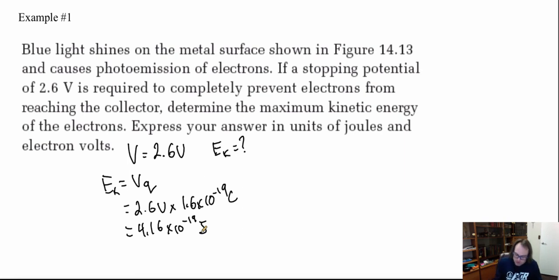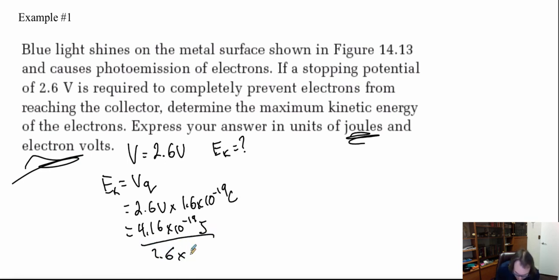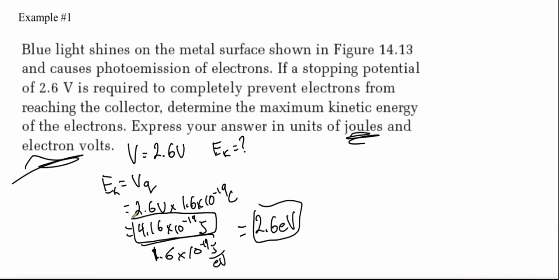So we found our units in joules, but now we also have to figure out electron volts. To figure it out in electron volts, all I'm going to have to do is divide this by 1.6 times 10 to the negative 19 joules per electron volt. Now if we look at that, that's just going to give me 2.6 electron volts as an answer. So these here are my two answers for the question.